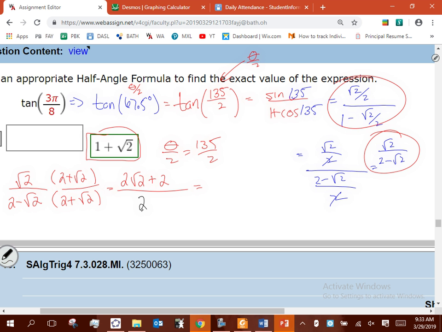Now, to cancel, that 2 has got to be a part of every single thing up there. And it is. So does that give me root 2 plus 1 left over? Does that make sense? Okay. Now, Tyler, you gave me a thumbs up. Does that mean that is going to be accepted there?